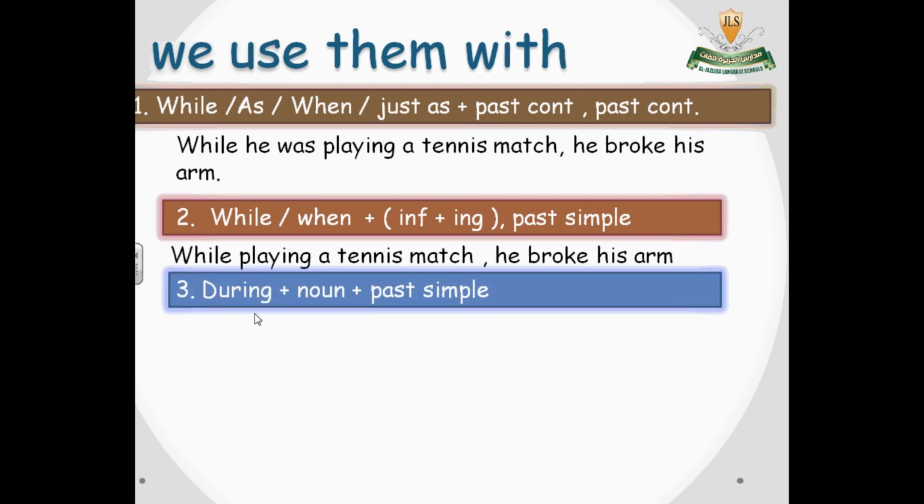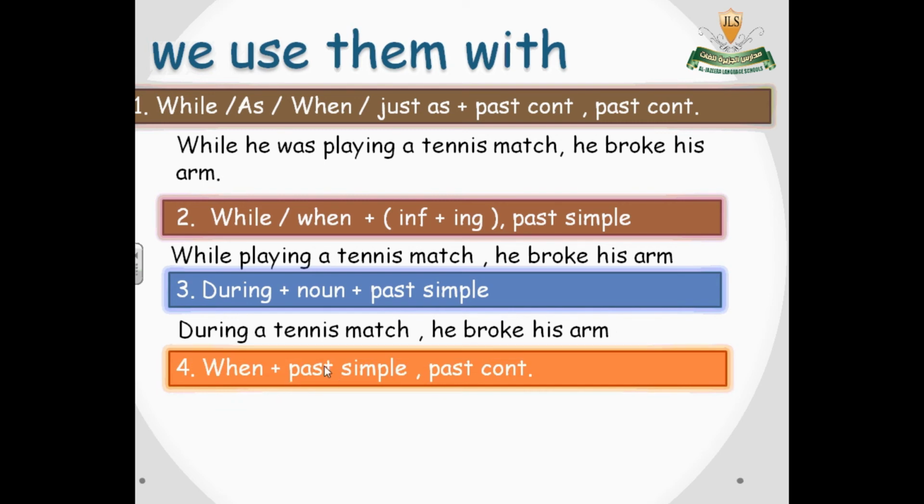The third one is during, and I have noun plus the past simple tense. During a tennis match, what is the noun? The tennis match. The other sentence, he broke his arm. When plus past simple and past continuous. When I arrived, Shahid was watching a cartoon. Okay?